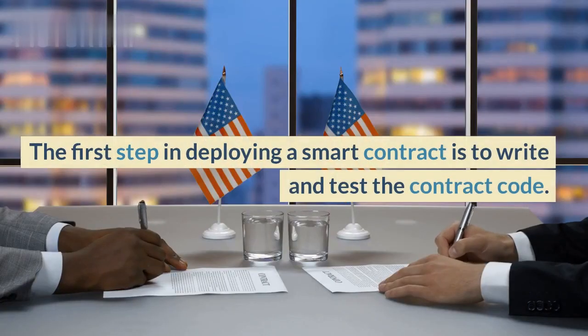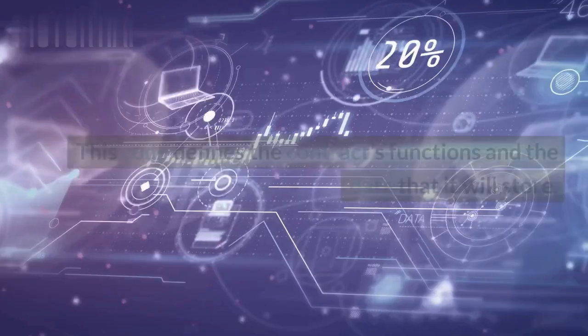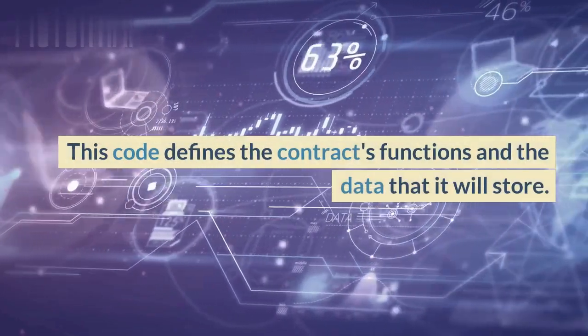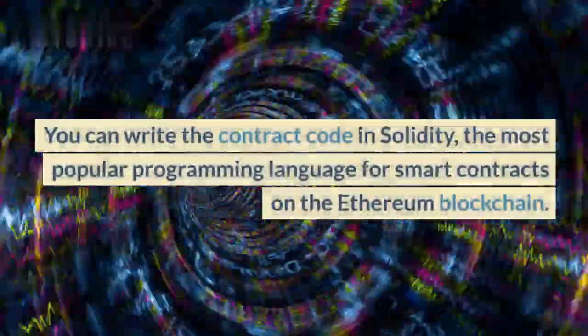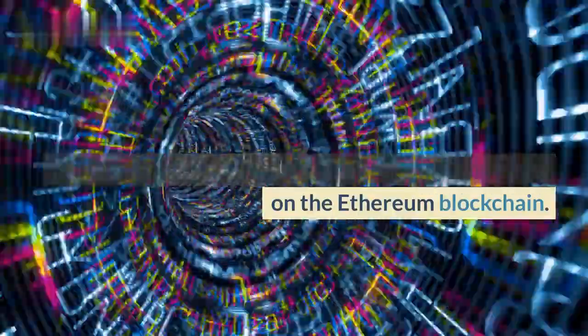The first step in deploying a smart contract is to write and test the contract code. This code defines the contract's functions and the data that it will store. You can write the contract code in Solidity, the most popular programming language for smart contracts on the Ethereum blockchain.